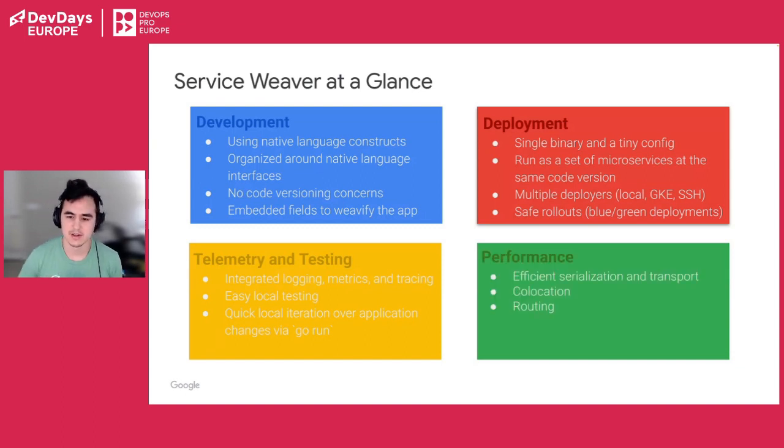And finally, I'll talk about performance. After you've written an app, you've deployed it, you've debugged it, you make sure it's working as you expect. You also probably want it to be performant. And I'll discuss a number of different ways that Service Weaver lets you write fast and efficient applications.